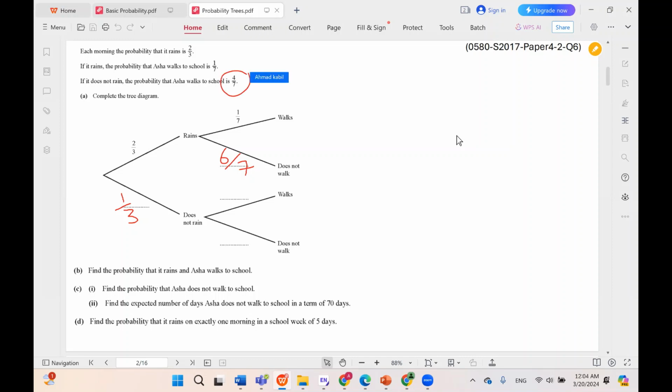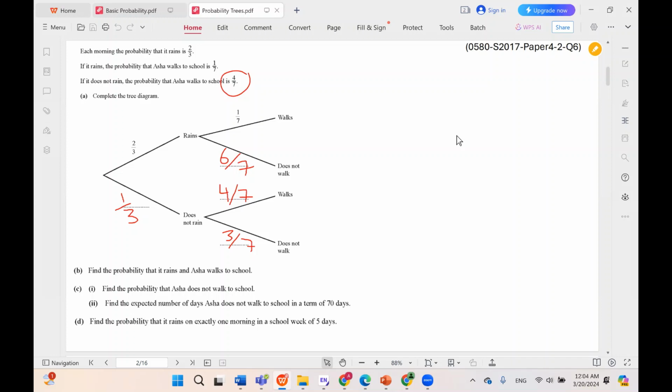We're also given this value here, which is the probability that she walks to school given that it does not rain. So this is 4 over 7. And therefore, this value here would be 3 over 7. This is the completion of the tree diagram.